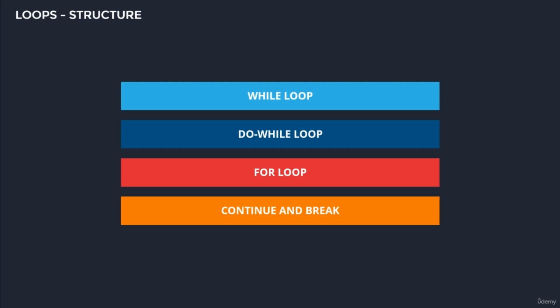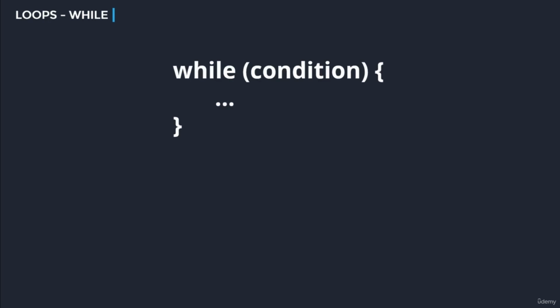Okay, so first let's look into the while loop. It starts with while, then a condition in parentheses, and the code that will be executed repeatedly is in the curly braces. And Java will keep continuing the execution of the code until the condition is true. I think an example will make it more clear.